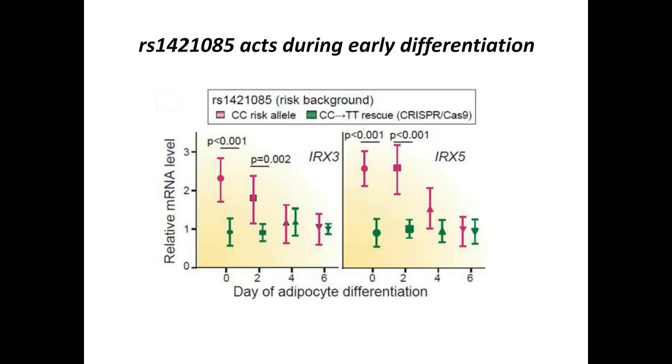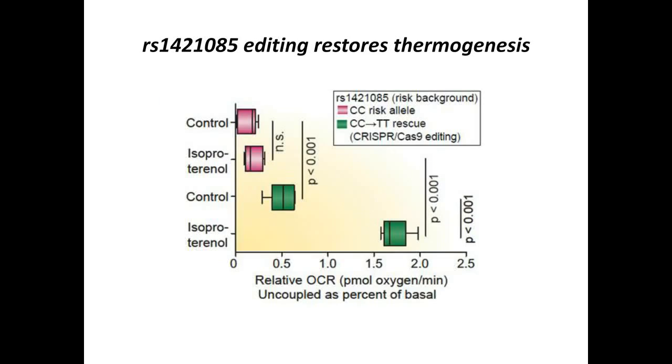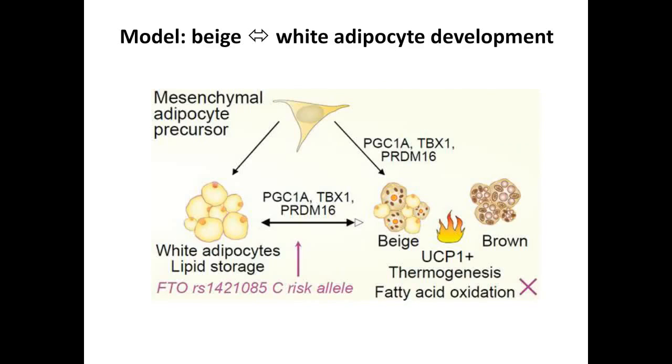So what that suggests is that, and in fact, the last thing we did, in fact, showed that the thermogenesis signature in these risk individuals can be completely rescued by editing that single nucleotide variant. So that, in fact, establishes causality of that single nucleotide variant in driving the cellular signatures of obesity.